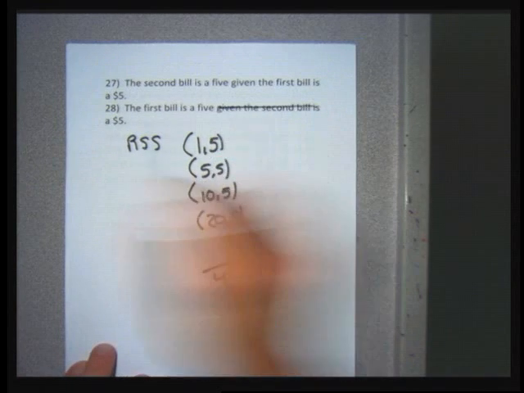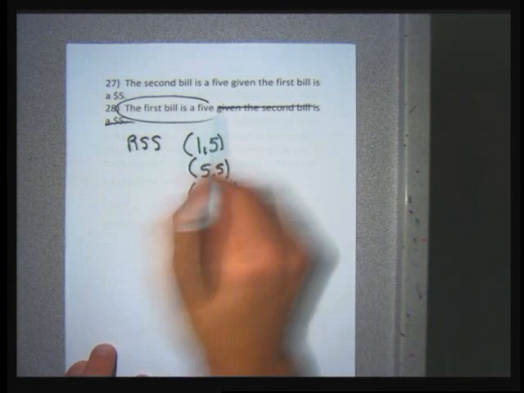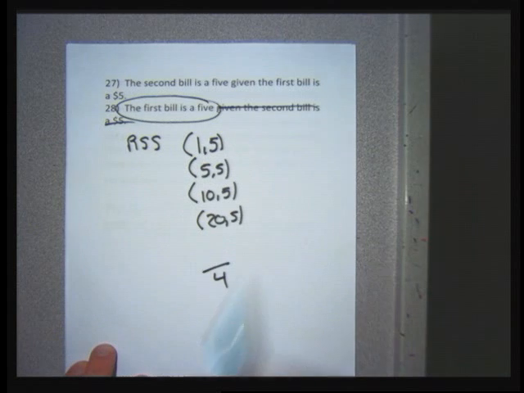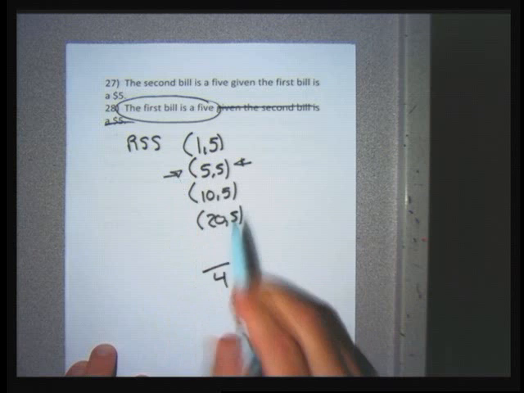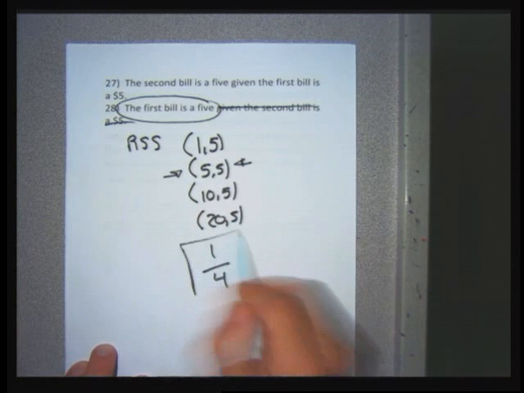So now I'm done with that part, and I want to look at the ones of these that have the first bill of 5, and this is the only one in the reduced sample space that has a first bill of 5, so my numerator is going to be 1.